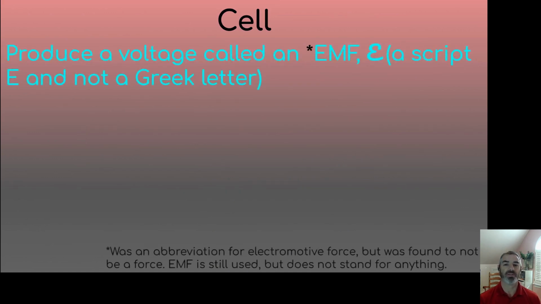So what a cell does is it produces a voltage called an EMF. The symbol is a script E, not a Greek letter. Now, a side note that EMF used to stand for electromotive force, but it's not actually a force. So the EMF is still used to describe what a cell provides, but it doesn't stand for anything anymore.